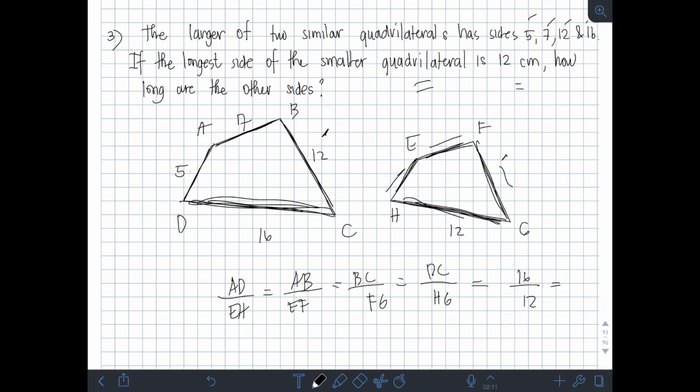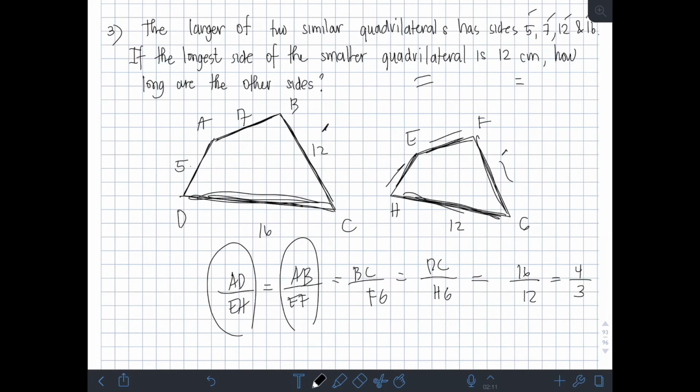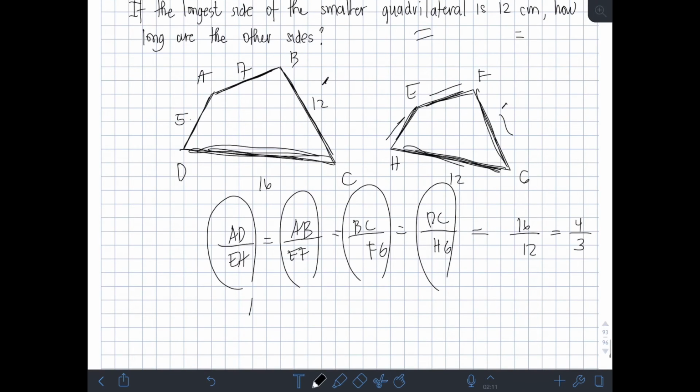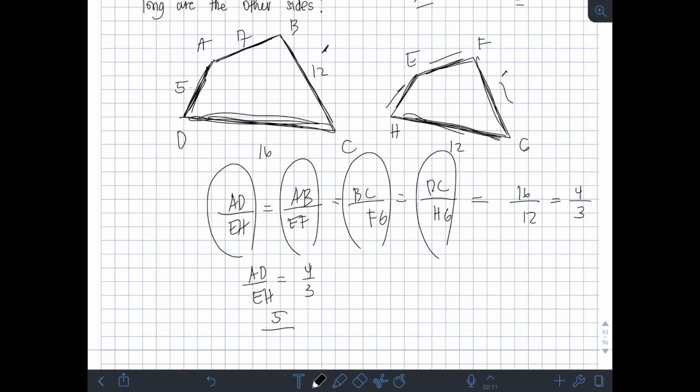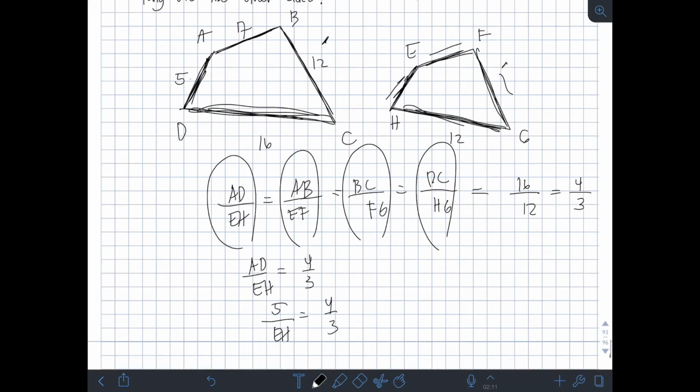Or pag nireduce natin sa lowest term, may GCF na 4 over 3. So, dapat lahat ng ratio natin, ng lengths ng side ay 4 over 3. So, doon muna tayo sa AD over EH equal dapat sa 4 over 3. So, AD is given as 5. So, 5 over EH, yung hanapin natin, unknown, equals 4 over 3.